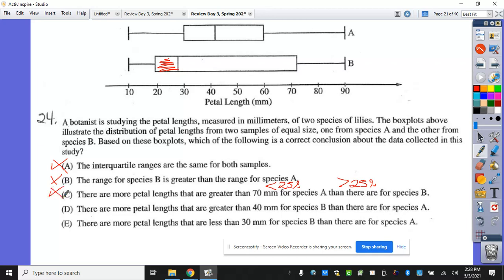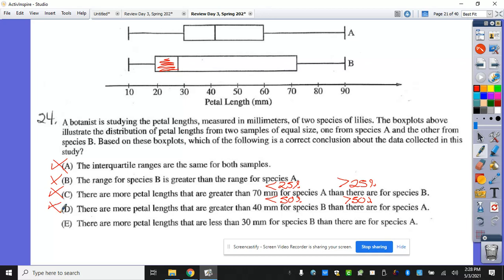So now I'm going to go here, it's saying greater than 40. So in species B, what percent is greater than 40? What percent of A is greater than 40? Is this one greater than this one? Is less than 50% greater than more than 50%?